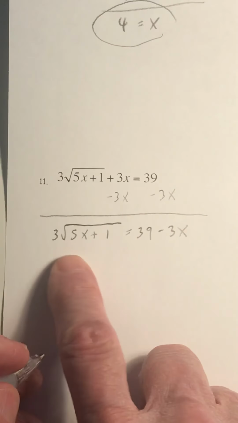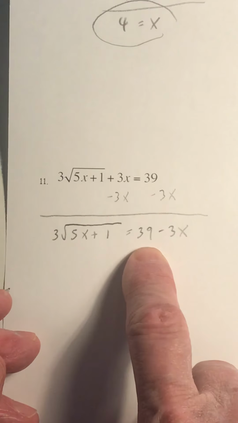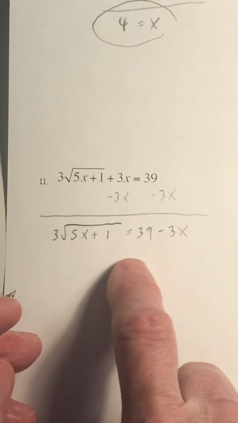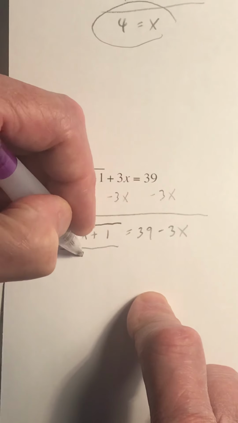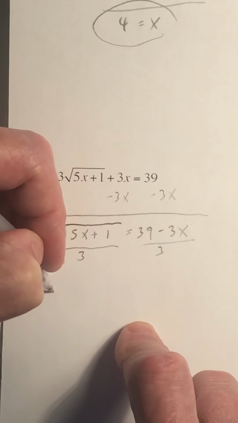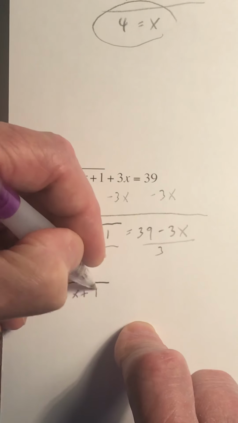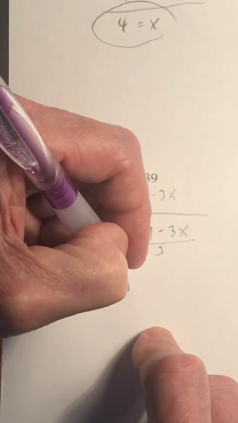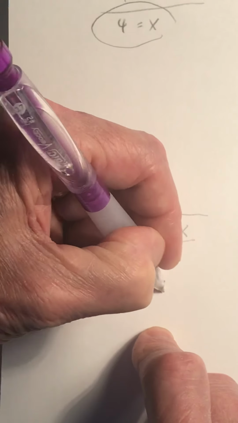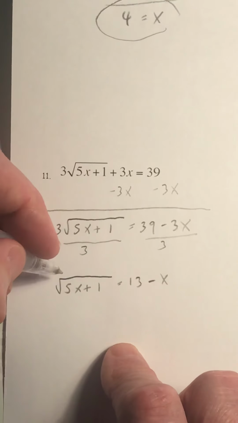Now we haven't had this before. This is multiplying the radical. Can we divide everything by 3? Yeah, these are all divisible by 3. So let's divide both sides of the equation by 3. And then we'll have just plain old square root of 5x plus 1 equals 13 minus x. At this point, we're ready to square both sides.